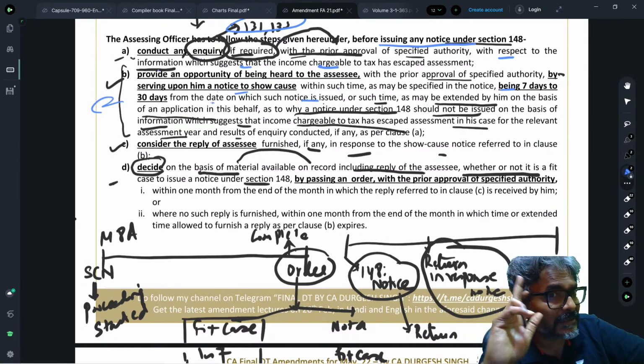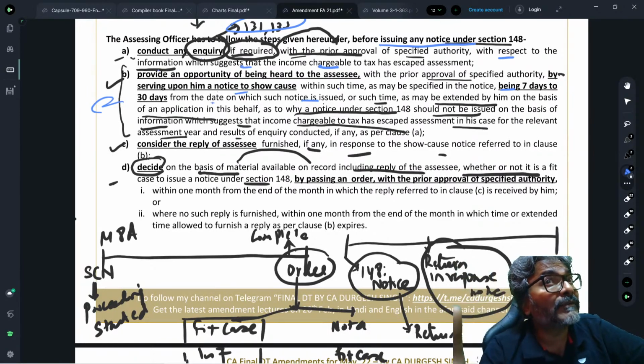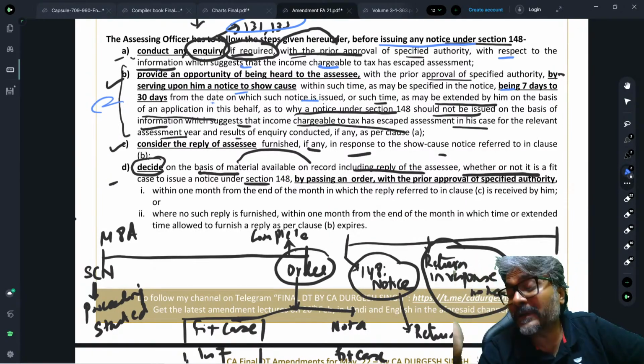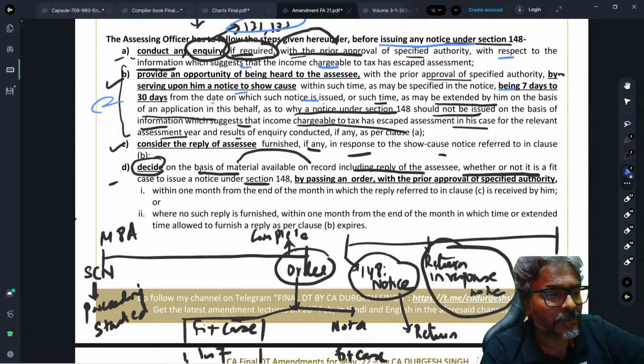Earlier it was not the case. Earlier in the old law, only after the assessee had filed the return in response to the notice of 148, thereafter this information was to be disclosed. But now the AO can directly furnish that information to the assessee, asking him to give the reason why I should not issue on you a notice under 148.